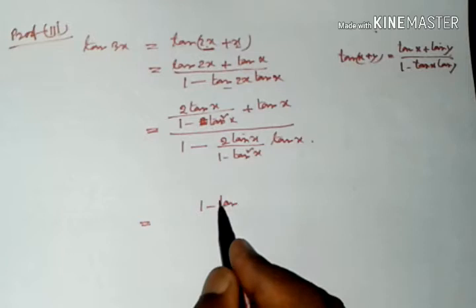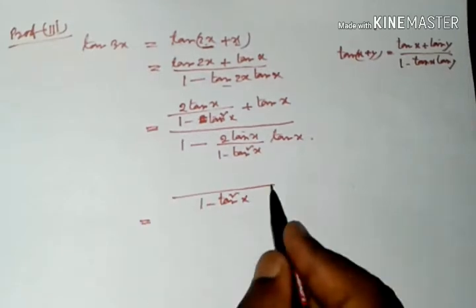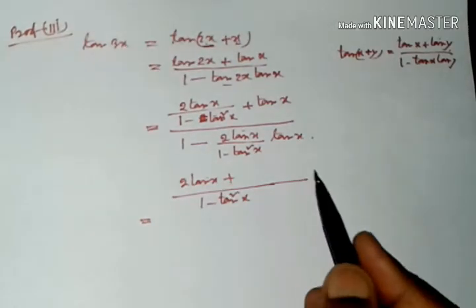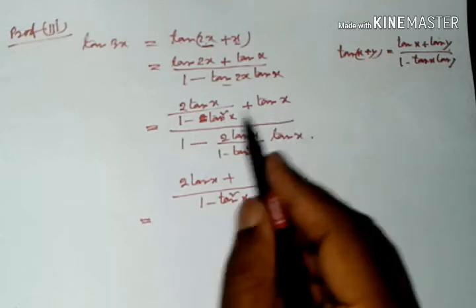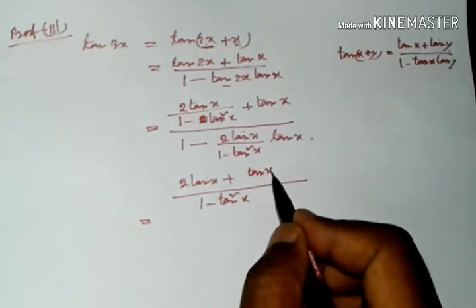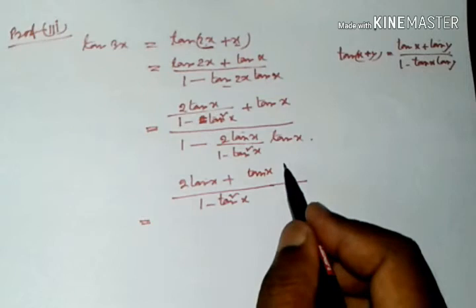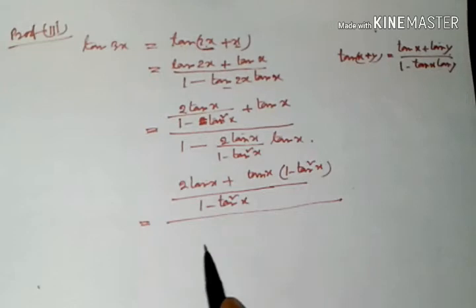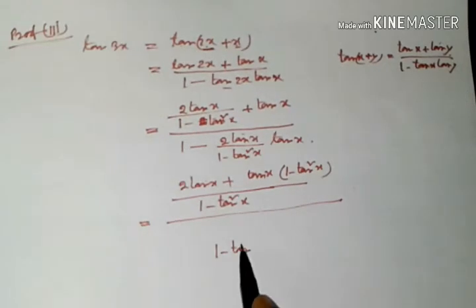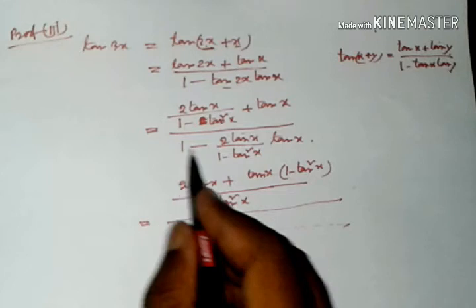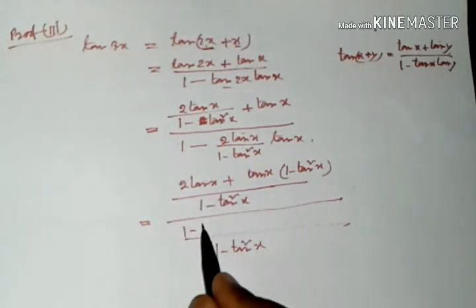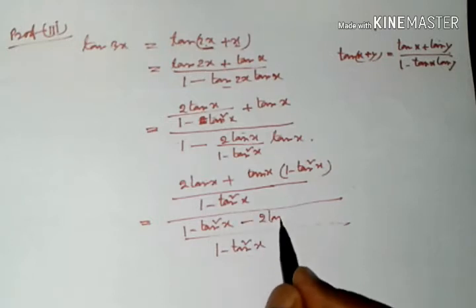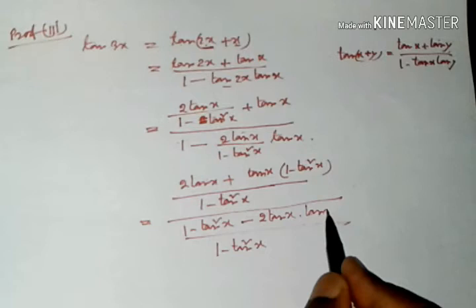1 minus tan square x is the LCM, therefore 2 tan x plus tan x into 1 minus tan square x. Here also 1 minus tan square x, you have to write 1 into tan square x minus 2 tan x.